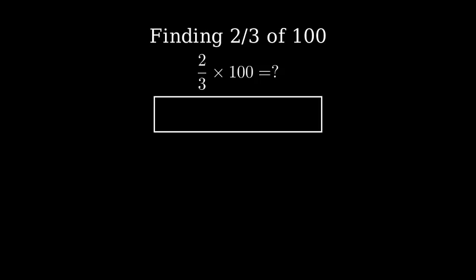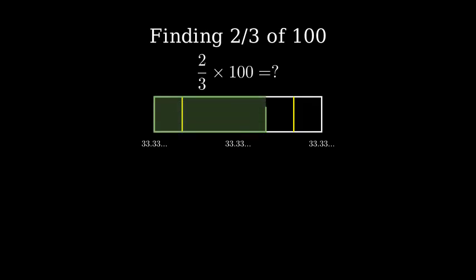Here's a rectangle representing 100. If we divide it into 3 equal parts, each part represents 33.33 units. We want 2 of these 3 parts. Let's solve this step by step.